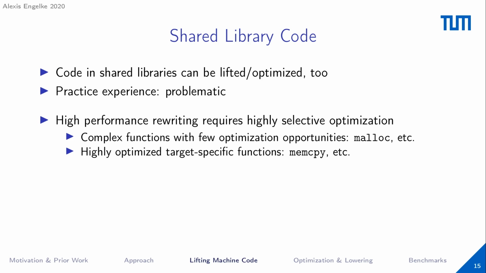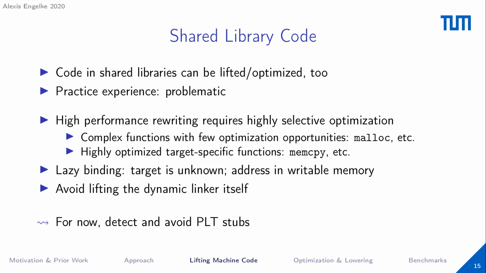But there are also other problems. Many programs make use of lazy binding, where the target of a function call is only determined on the first call. Therefore, these addresses are stored in writable memory, which needs to be detected. Further, we must avoid lifting the dynamic linker itself, which is only called once and therefore no beneficial optimization target. In the light of these difficulties, we detect and avoid stubs in the procedure linkage table for now and do not optimize in the shared libraries. This is left as future work.